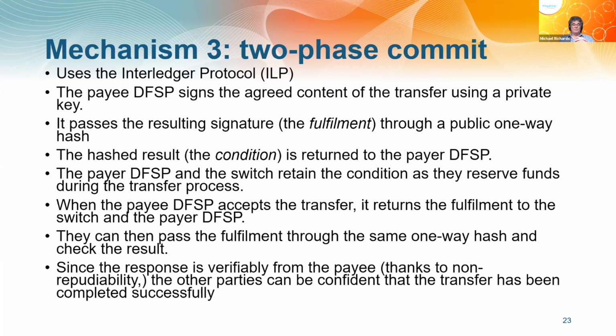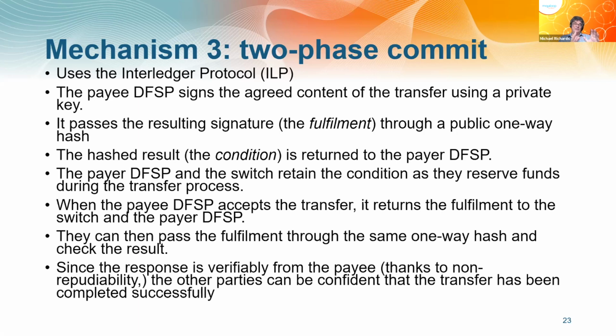So we'll see how this works. The payer DFSP and the switch retain the condition as they reserve the funds in the transfer process. And when the payee accepts the transfer, it returns the fulfillment to the switch and the payer DFSP. And don't forget, it returns that with a non-repudiation encryption attached. So everybody who gets that message can be sure that it was the payee DFSP who sent it.